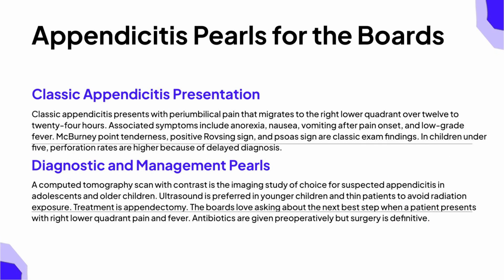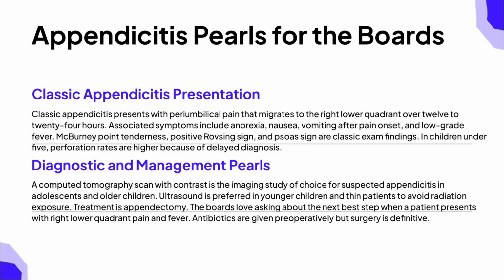Now let us review some key appendicitis pearls for the boards. The classic presentation of appendicitis is periumbilical pain that migrates to the right lower quadrant over 12 to 24 hours. Associated symptoms include anorexia, nausea, vomiting that comes after pain onset, and a low-grade fever. On exam, look for McBurney point tenderness, a positive Rovsing sign, which is pain in the right lower quadrant when pressing on the left, and the psoas sign.